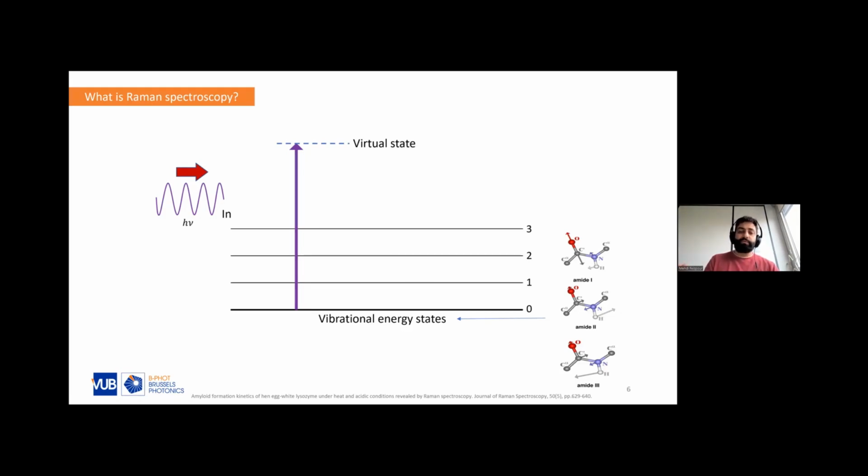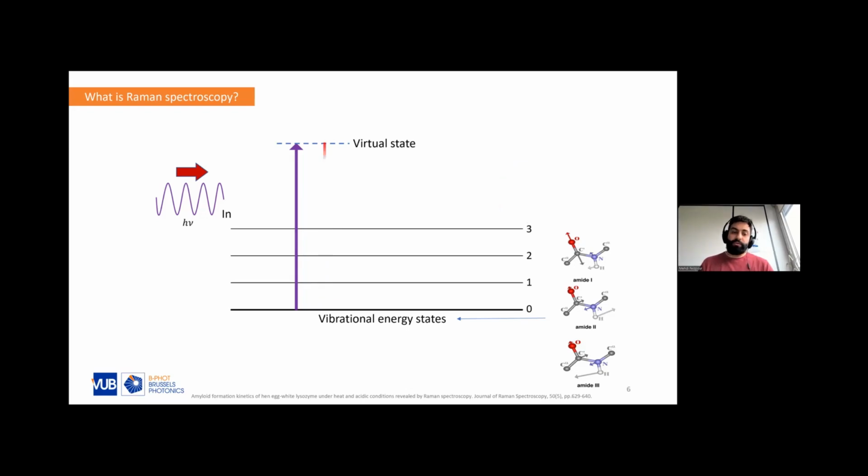They go into a virtual higher energy state. Then afterwards, three things can happen. First is that the same energy is given back by the molecule. This we call an elastic scattering. So the same energy that went in comes out.